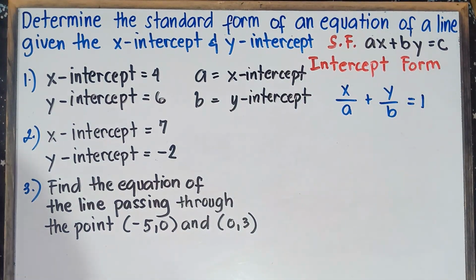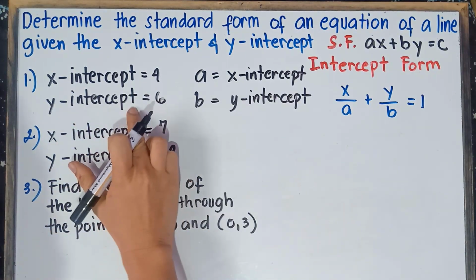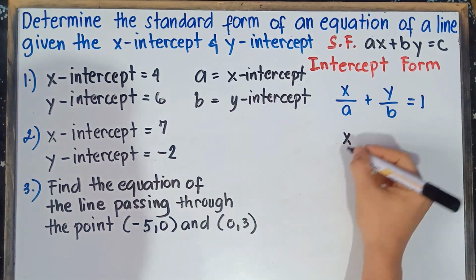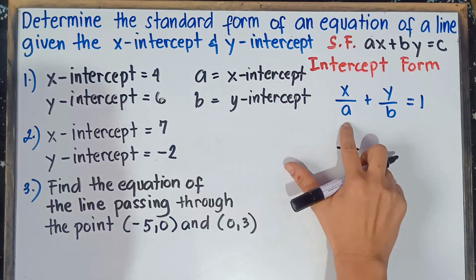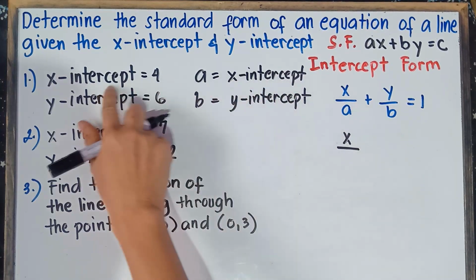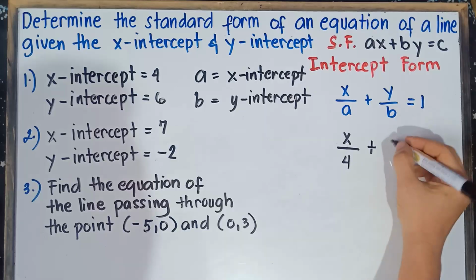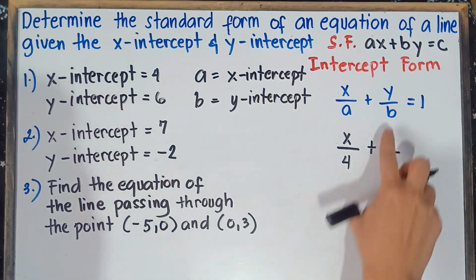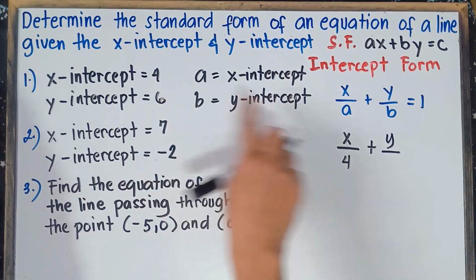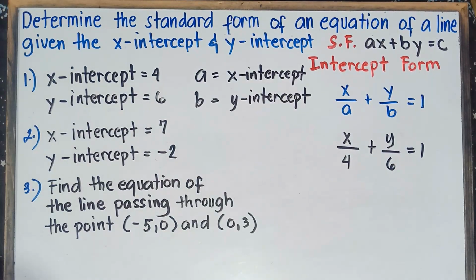Alright, so let's answer this one. Number 1, our given x-intercept would be 4, and the given y-intercept would be equal to 6. So simply copy x, and then substitute the value of a. Once again, a is the x-intercept, the value of which is 4. So x over 4 plus, copy y, and then the value of the y-intercept, b, which is 6, is equal to 1.